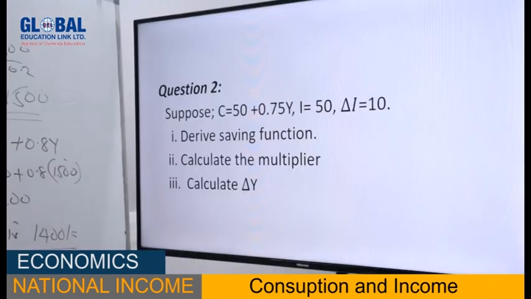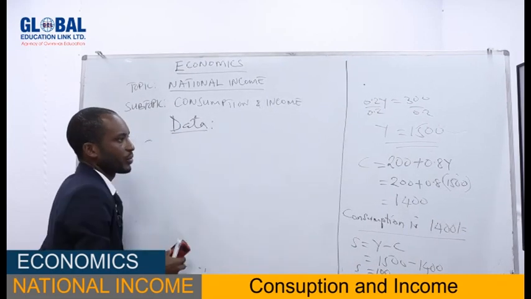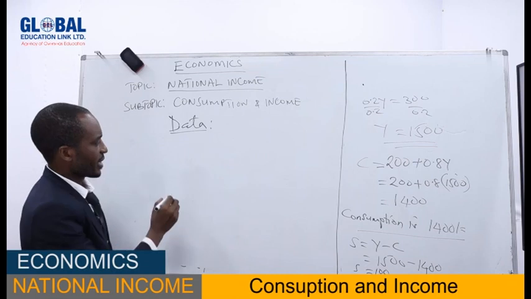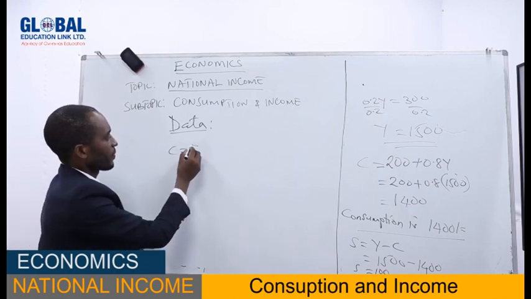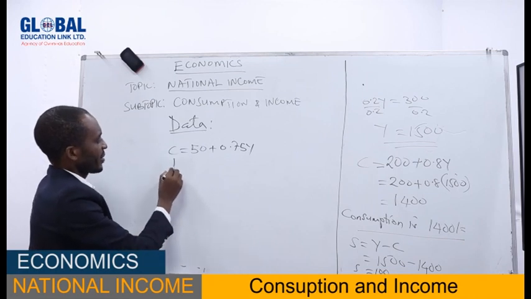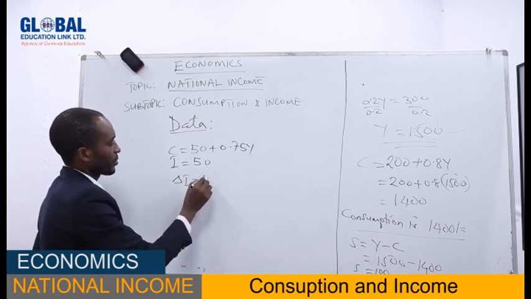Now question 2: suppose C equals 50 plus 0.75y, I is equal to 50, and the change in investment equals 10. Now derive the saving function, then calculate the multiplier and calculate the change in income. Okay, let us see how we can solve problem number 2. We are given C, the consumption function, equal to 50 plus 0.75y, I equals 50, and the change in I equals 10.